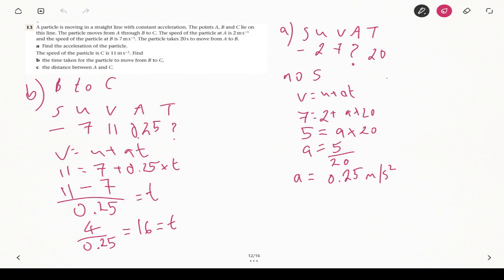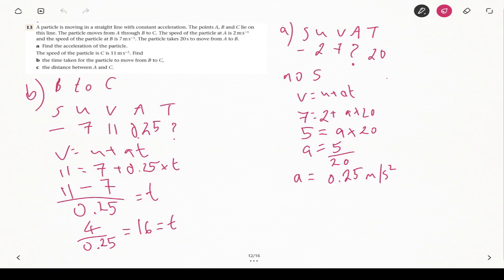So here's a question from one of the Edexcel textbooks. It's in exercise 2A, question 13. You can read the question here. I'm going to jump straight into how I do it. Firstly, I write out SUVAT. Those are my 5 variables, and it helps me to ascertain which equation I'm going to use.